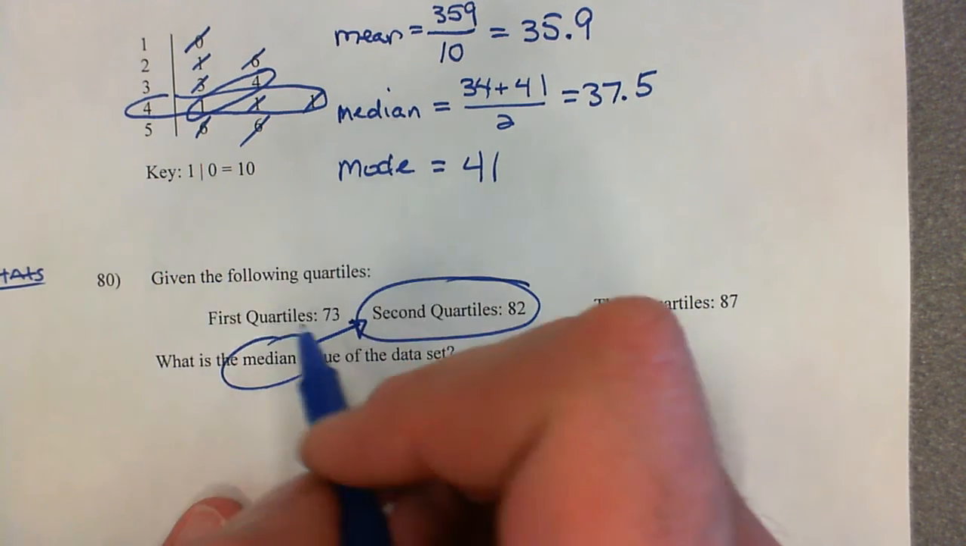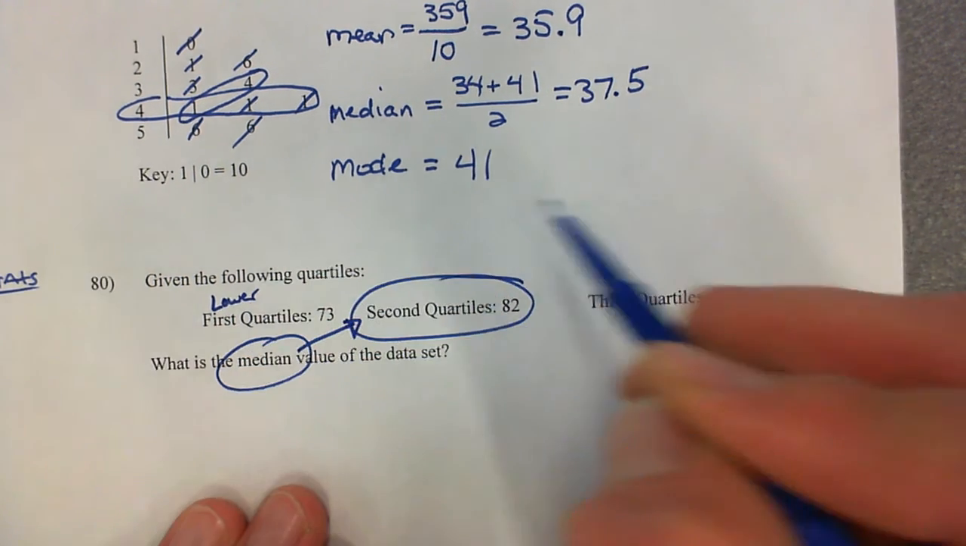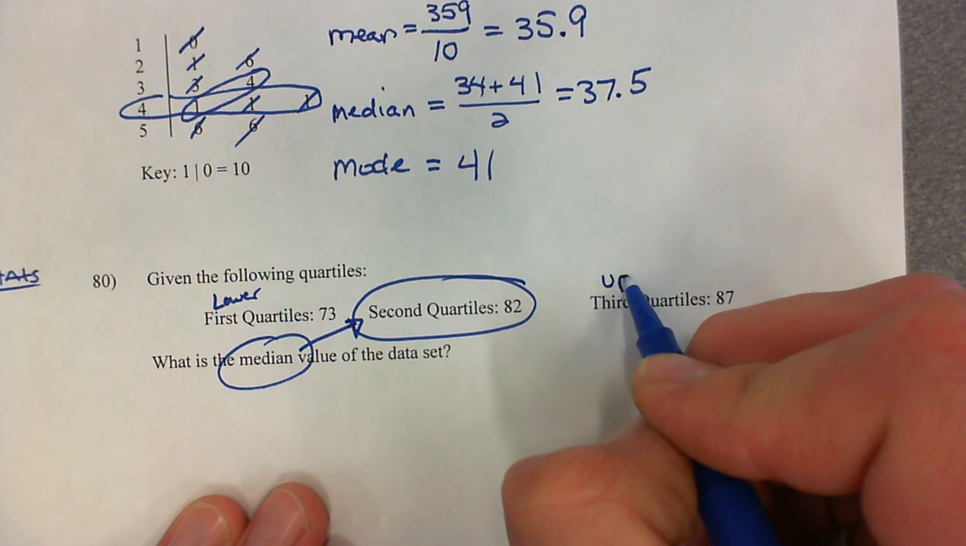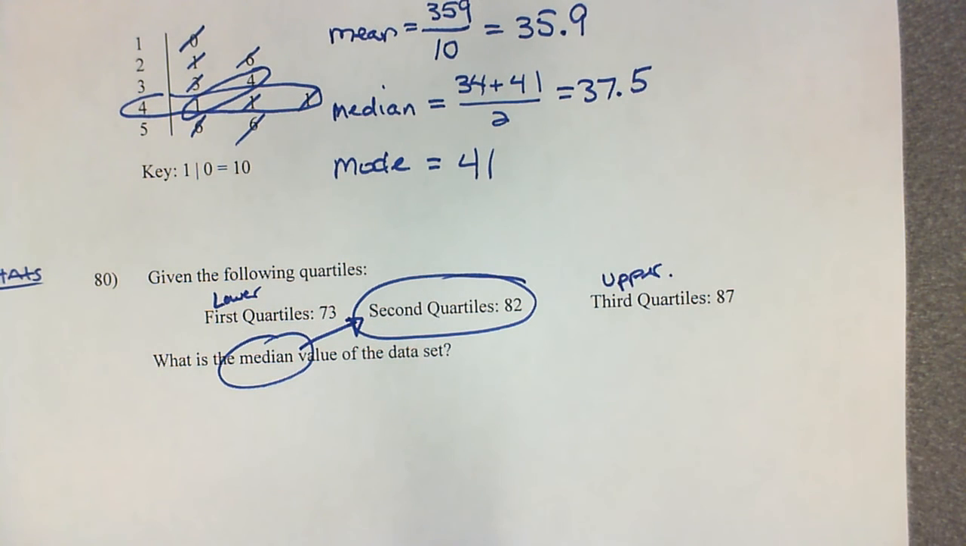Okay? Your first quartile is normally called your lower quartile, and your third quartile is usually called your upper quartile. Okay? So that does it for the review guide.